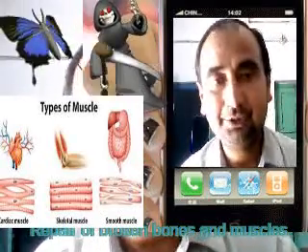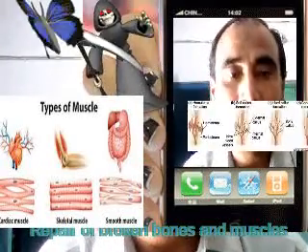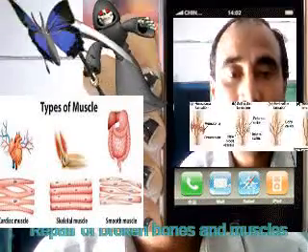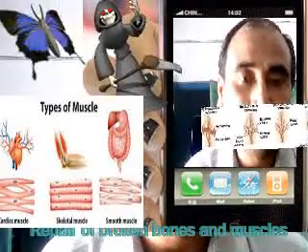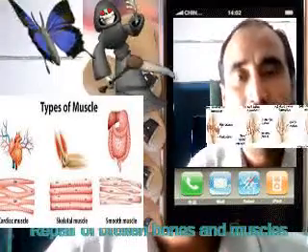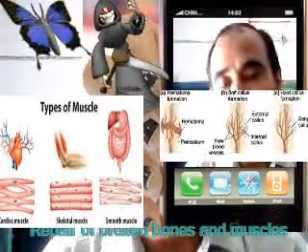Bismillahirrahmanirrahim. We are studying chapter number 16 of the second year. Today's topic is repair of broken bones. Despite their strength, bones can break.